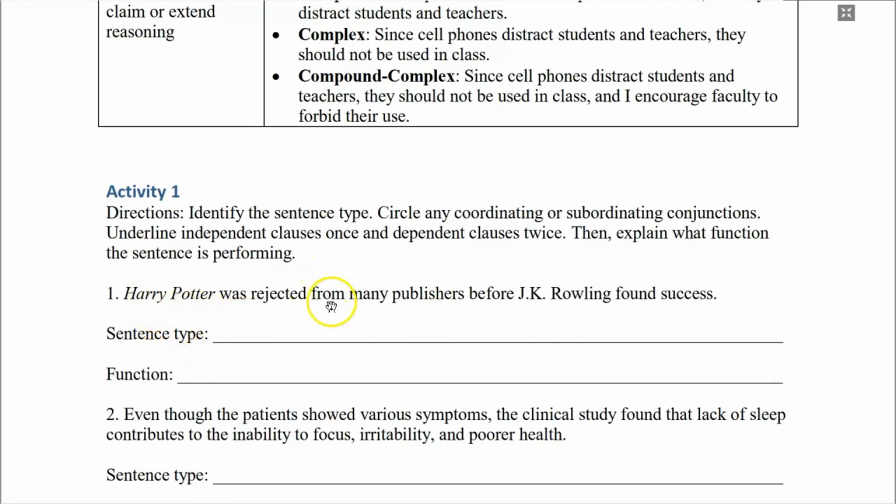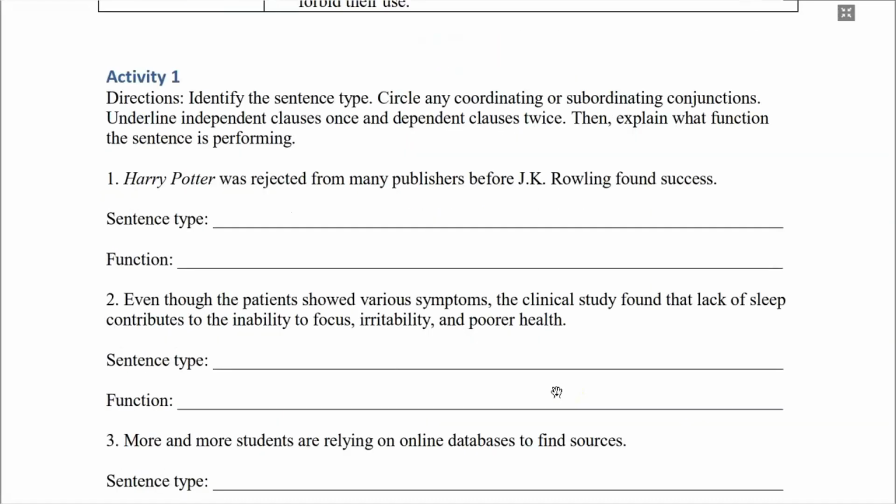Harry Potter was rejected from many publishers. That's our independent clause. Before J.K. Rowling found success, that's our dependent clause. Even though the patient showed various symptoms, the clinical study found that lack of sleep contributes to the inability to focus, irritability, and poorer health. That should be a complex sentence as well.